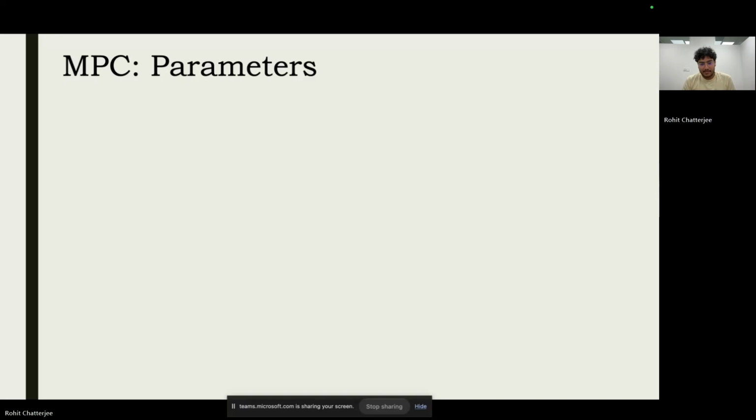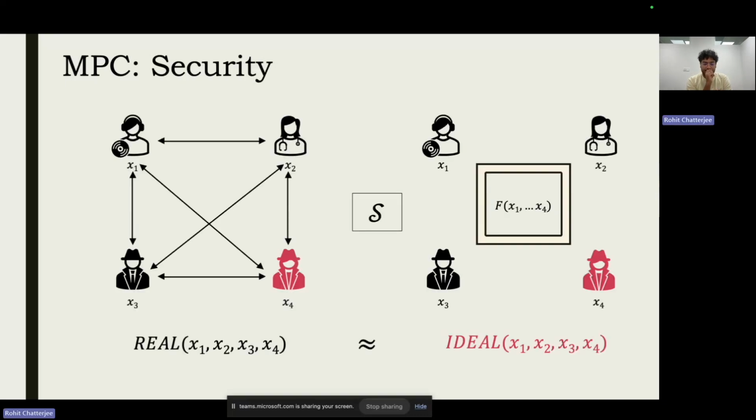Rohit, sorry, before you go on, on the previous slide, when you write real as a function of the inputs, we are looking at all of the outputs. So real basically is looking at the joint variable of all the outputs of the parties.